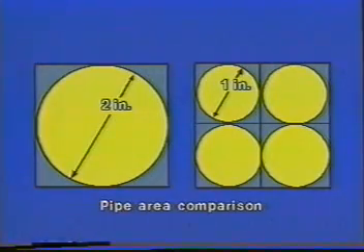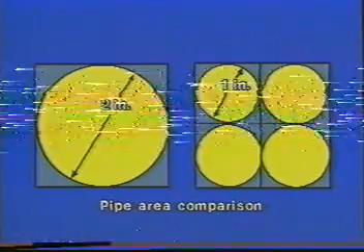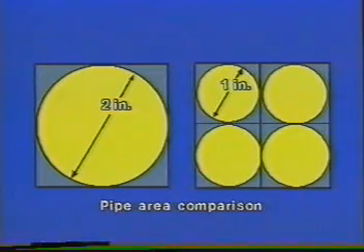Did you know that when you double the diameter of a pipe or tube, you increase the area 4 times? Perhaps it's more important to know that a tube half the diameter of the original one would have only 1/4 the area. That means the same amount of fluid would have to move 4 times as fast through it, and the friction would increase proportionally.